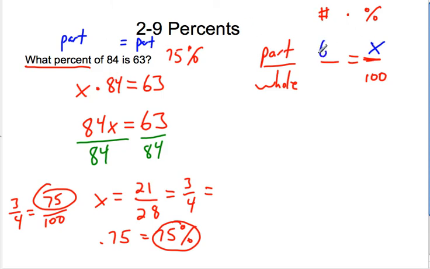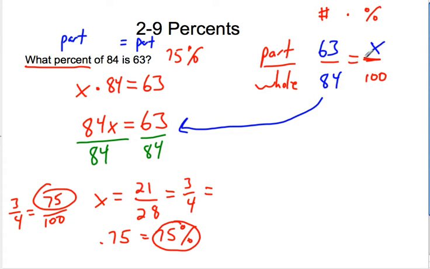So part equals part, so the part in this case is unknown for the percent, but is 63, and the whole would be 84. Now you'll notice that we get the same fraction. See that? 63 over 84. So eventually you get to the same answer. It's just a matter of the setup in which you feel more comfortable with.